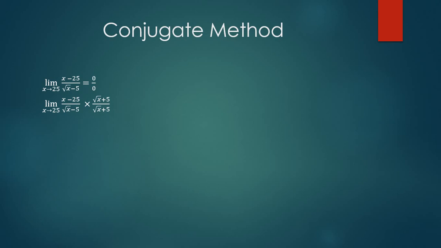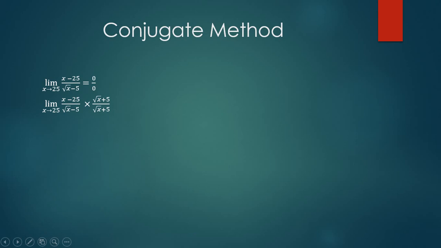Now here we look at the part that contains the square root and write the conjugate. For those of you who remember surds, we write the conjugate. Here we have square root of x minus 5, so the conjugate is square root of x plus 5. So we change this sign here. If this was a plus, we'd have a minus here, and since we have a minus, it's going to be a plus. Now we're going to multiply by the conjugate over the conjugate.